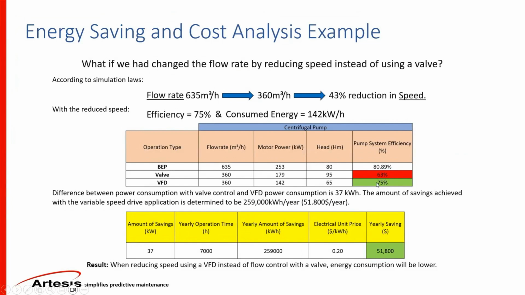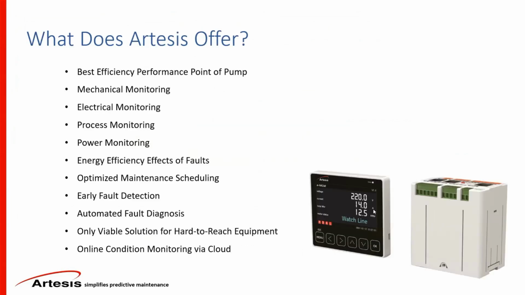So there's a 12% difference between that, which is equal to 37 kilowatts per hour. If you make a calculation, this would actually turn into $51,000 per year. So that's a lot of energy saving there. And of course, having the real-time information constantly, you can adjust the speed of the pump in real time. So you can increase the savings again through pump performance monitoring.